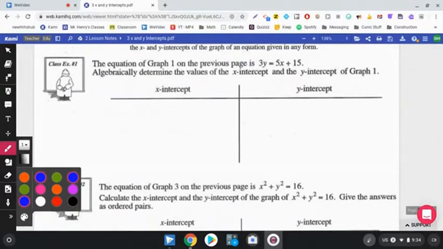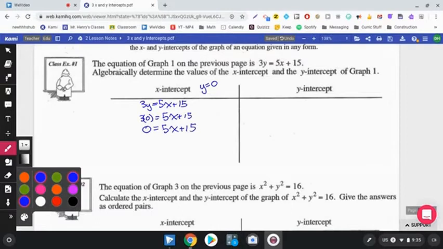Well, what I'm here to tell you is the x-intercept happens when y is equal to 0. So if I took that equation, and I normally wouldn't write it down again, I would just say, well, the point that I'm looking for is when y is equal to 0. So instead of writing y, I'm going to write 0. I'm going to plug in the known value. So 3 times 0 equals 5x plus 15. 3 times 0 is 0.